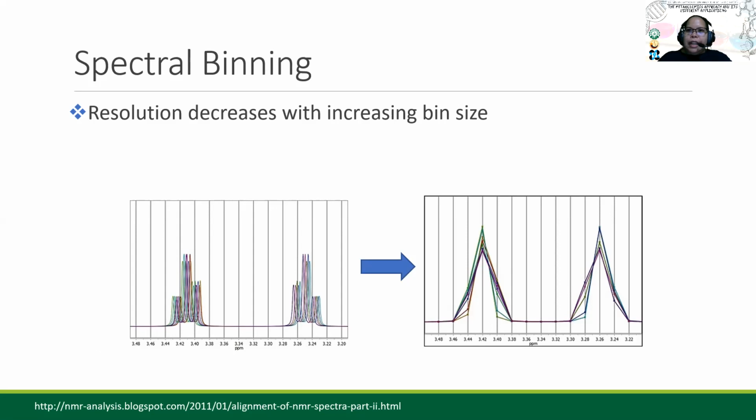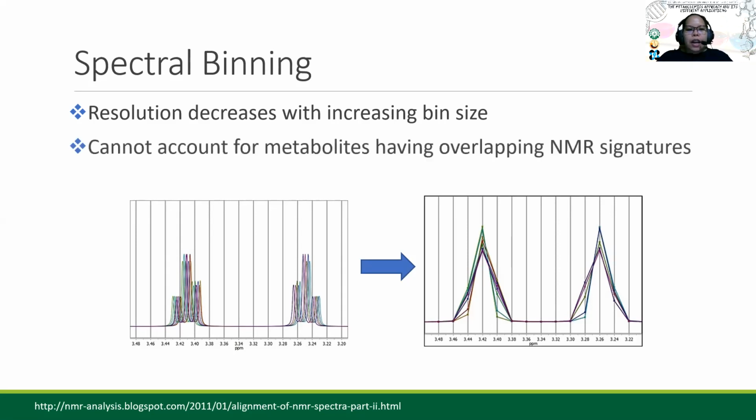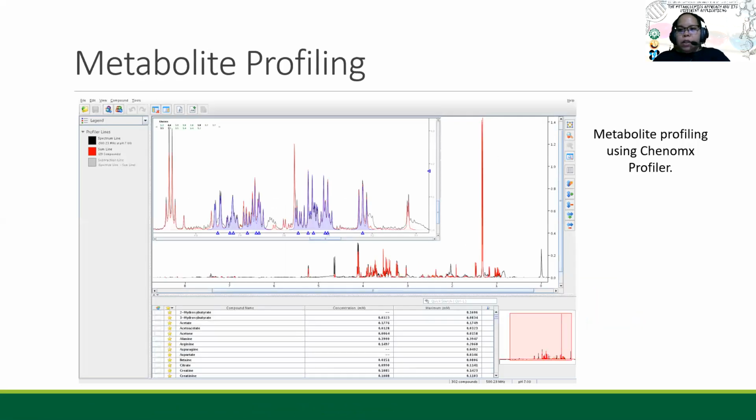You don't want to use too big a bin size, such that you generate data similar to 300 or 400 megahertz NMR. So you have to optimize this based on your data. One disadvantage, as mentioned earlier, if you make use of spectral binning and there are overlapped NMR signatures or peaks, then you won't be able to tell them apart. And so you make use of profiling in order to tell apart those overlapped peaks.